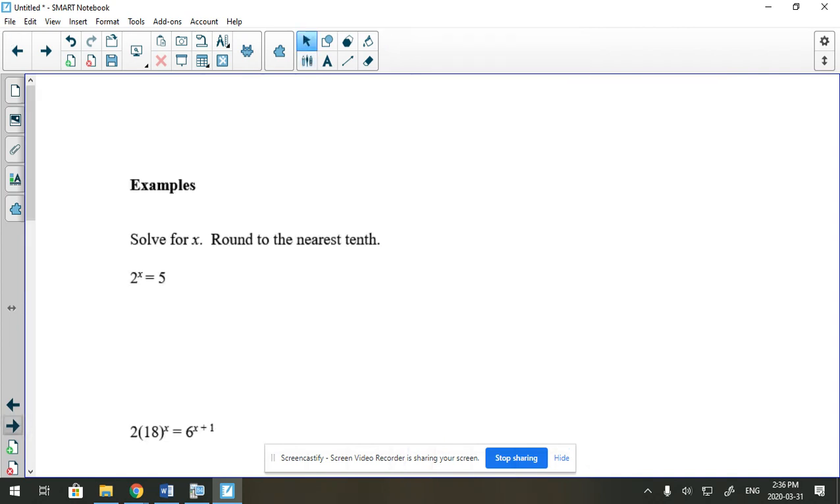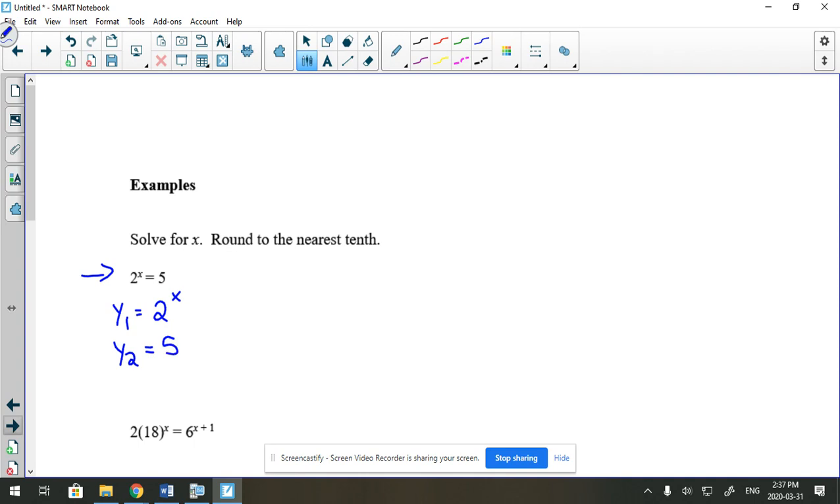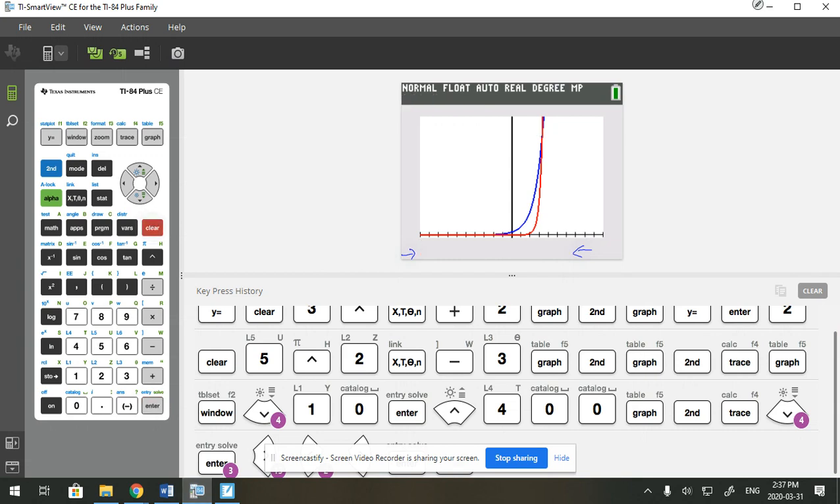I won't do all the ones in the notes, but let's try the first one here. So if I want to solve for x, again, common bases isn't going to work because you can't make those both into a common base. So you're going to have to use your calculator. So in my y1, I'm going to graph 2 to the x, and in my y2, I'm going to graph 5. Then I'm going to record their point of intersection. So I'm going to do a couple more in the calculator just so you can see.